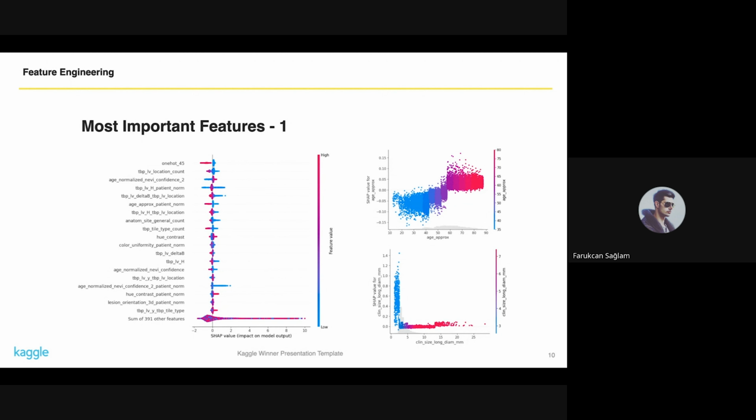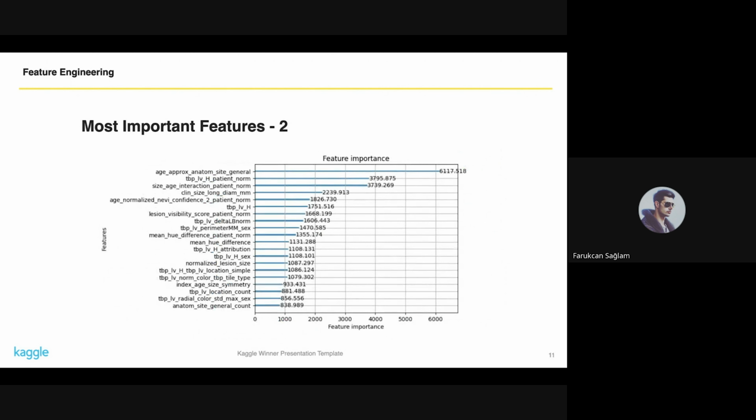On the right-hand side, you can see the two most effective features, age approximation and clean size. They are not on the top side, but you can see in the plot they are very correlated with malignant cases. And for another aspect of feature importance, I derived it from the LightGBM framework. You can see there are age-related features, also some features that end with the word norm, that means normalized over patient.